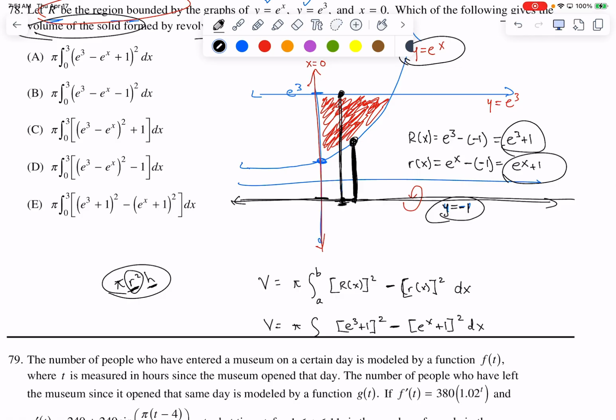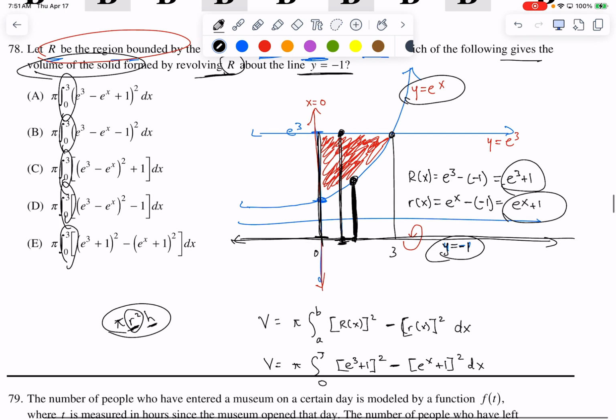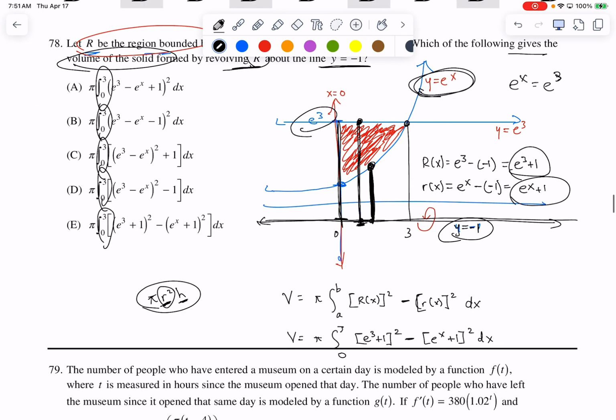And the only thing you've got is the pi. And I'll tell you where you get the 0 to 3, because you're going from 0 up to where? The intersection. 0 to what? 3. Because that's where e to the x and e to the third cross. Where does e to the x equal e to the third? Where the exponents are equal, obviously. So the answer would be, what is it going to be here? E.